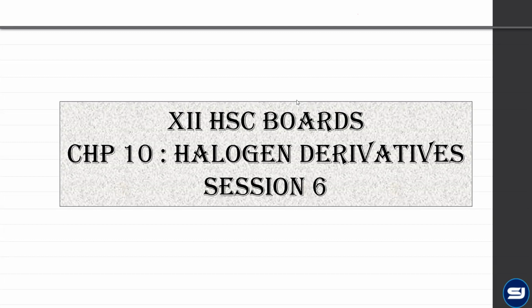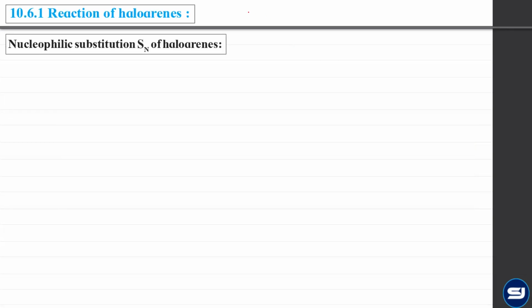Okay. So until the last time we had completed the important reactions of haloalkanes, that is, alkyl halides reactions were completed. Now in this session we are going to concentrate on the second part of halogen derivatives, that is haloarenes. So we are going to discuss the reactions of haloarenes.